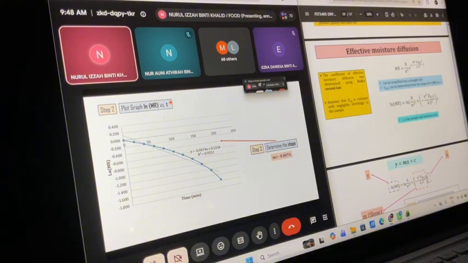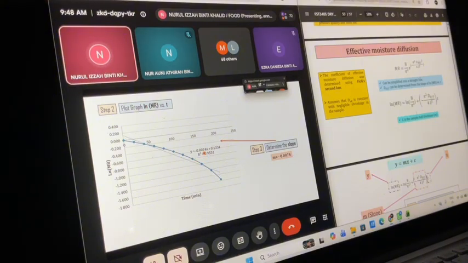For the second step, you have to plot the graph, which is log MR versus time. In the final exam, I will give you graph paper, so you have to plot the graph. After you put the points, you draw the straight line. After that, you know the log MR versus time, so you get this equation.